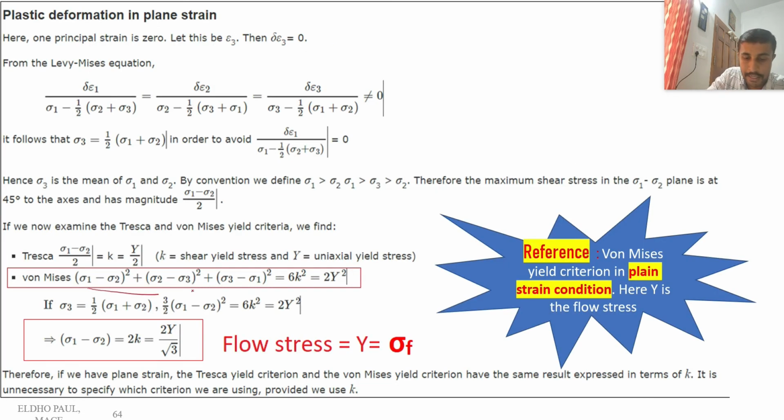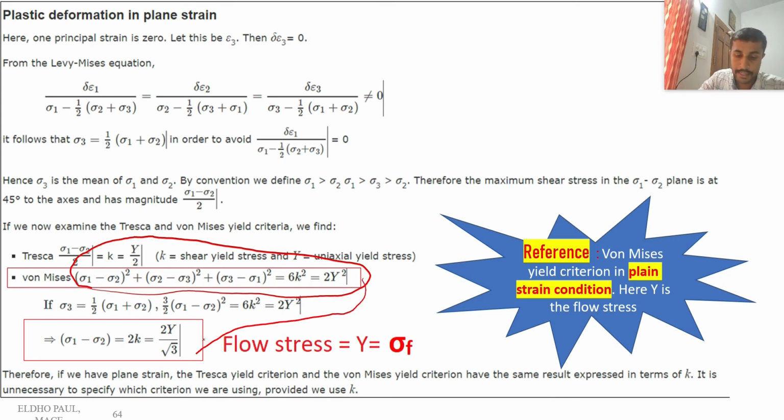This is the von Mises criteria, and this is actually a triaxial stress system. The equation is only for a triaxial stress system. But here in this problem, we consider a plane strain condition problem. In the plane strain condition, we can simplify this equation like this. I am not going to explain this, it is just for reference. We can simplify the von Mises criteria like this.